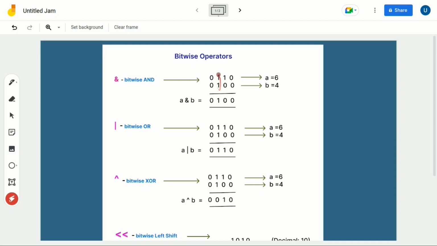If both bits are 1, it results in 1. Otherwise, it results in 0. Now the binary calculation of A bitwise AND B results in 0100.